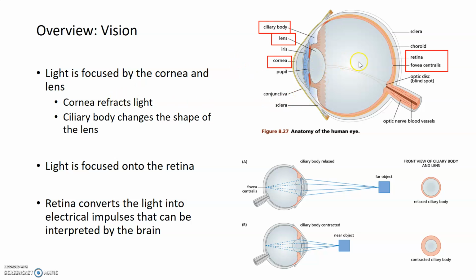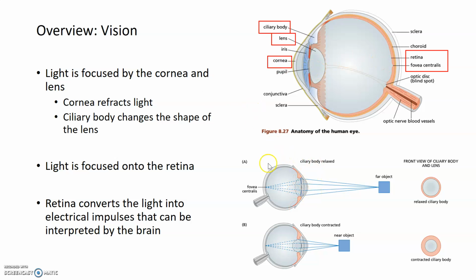And the light, once it comes into the eye and is focused by the cornea and the lens, is focused onto a specific part of the eye here called the retina. Even more specifically, into this location at the center of the retina called the fovea centralis. And it's important that light all be focused into the same place for you to be able to see, right?